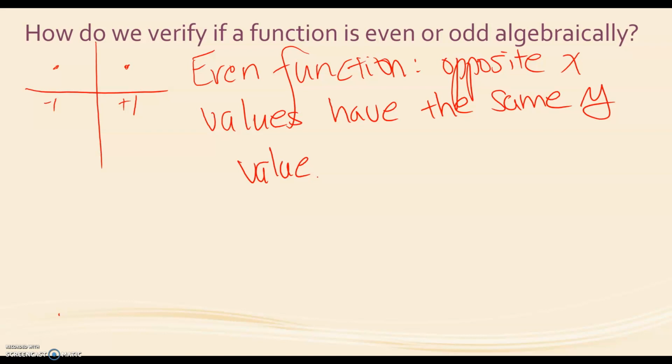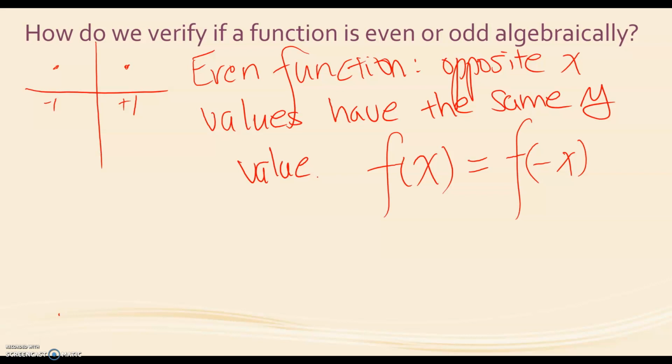Now how does that translate algebraically? How do I take this sentence and write it in equation form? Let's suppose we have a function called f of x, any function that we know of. Opposite x values, well, the opposite of x is -x, have to have the same y value. That would mean the opposite x values should share the same function value, which means f of x should equal f of -x. So this is how we're going to algebraically show that the function is even.